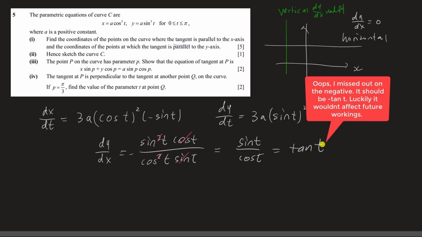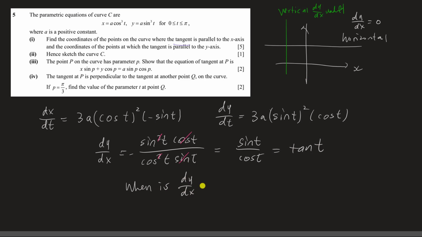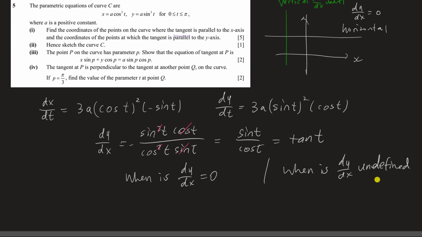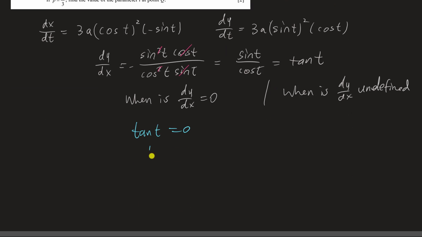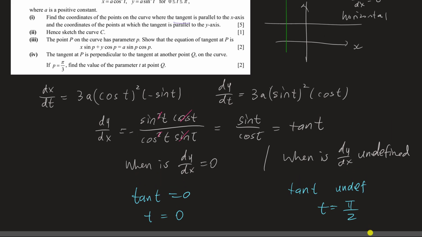So back to the question, when is dy/dx 0 and when is dy/dx undefined? Because those are the two conditions for us to find the horizontal tangent and the vertical tangent. For dy/dx equals 0, which in other words means tangent t equals 0, t has to be 0. And for tangent t to be undefined, this means that t has to be pi over 2, because everyone knows that tangent pi over 2 is undefined.